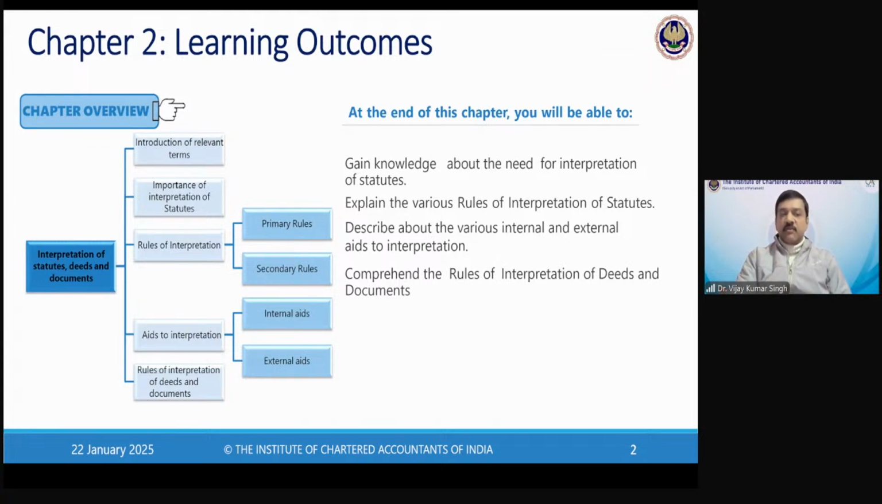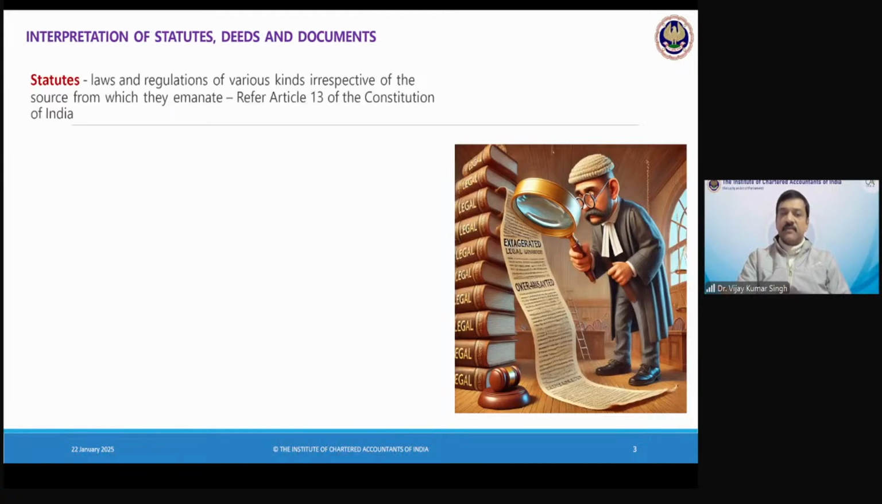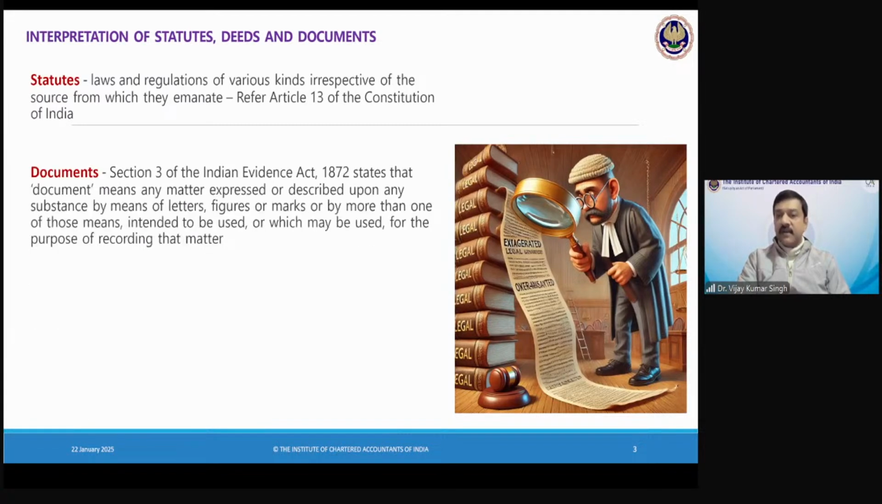Moving ahead, when we talk about interpretation of statutes, deeds, and documents, there is a meaning of a statute, and I refer to Article 13 of the Constitution of India. And I specifically mentioned that when you talk about a statute, it is referring to a legislation. And this legislation does not only mean legislation passed by the Parliament of India, but also the state legislatures, as well as different documents like ordinances. It includes the notifications by the government. All these require a certain amount of interpretation at one point in time or the other.